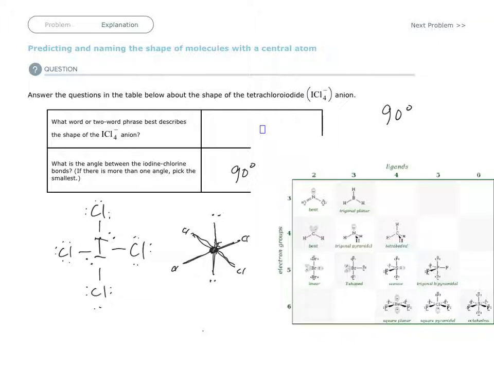And what 2-word phrase best describes its shape? Well, that's this. Okay, it's a square planar.